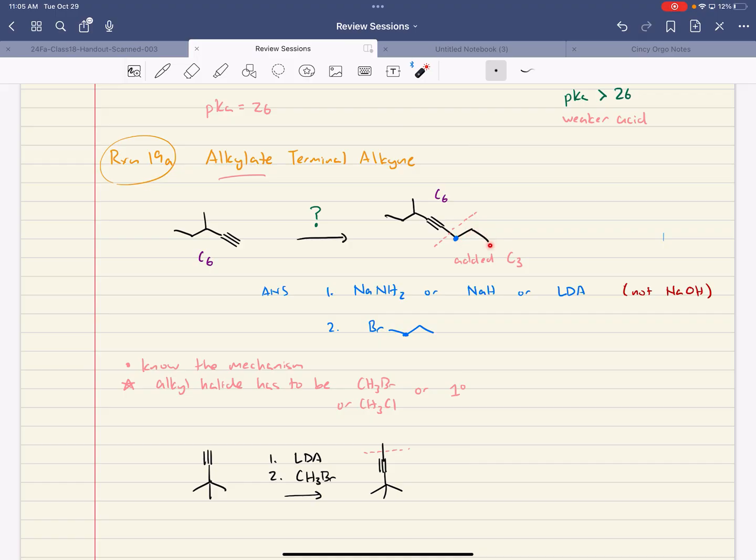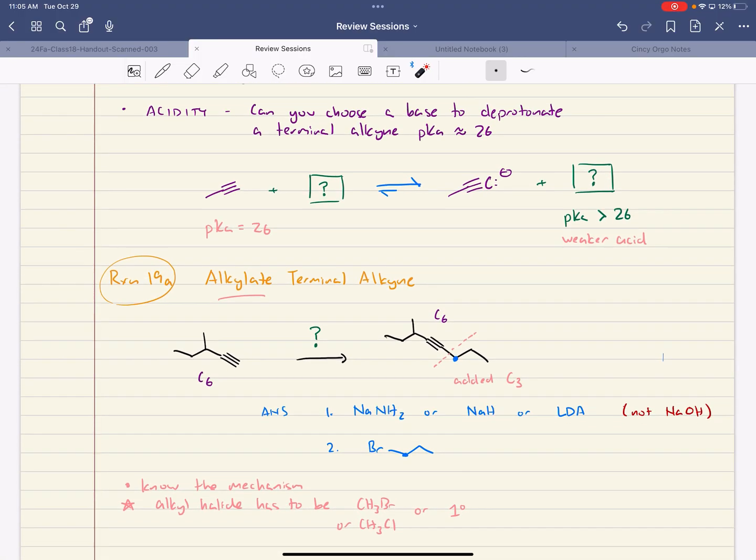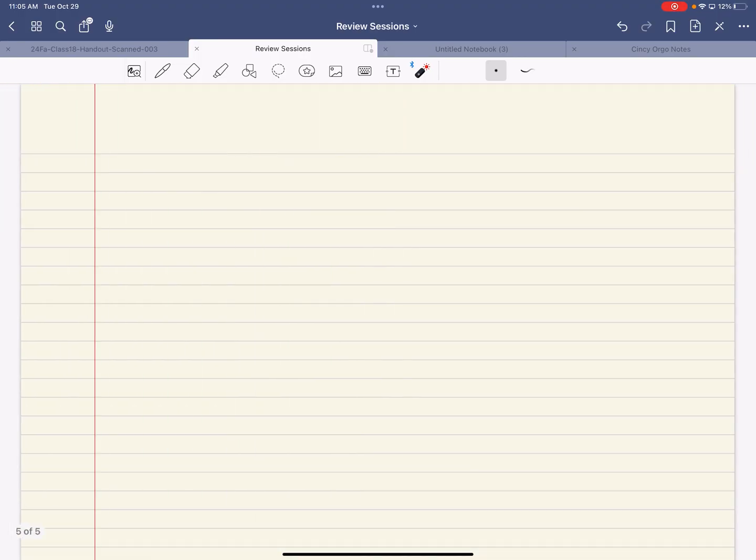People think of this as addition, but actually it's substitution. You're substituting out the bromine for all of this, and you're connecting that with a dot. That has to be primary or methyl. Class 20 are a lot of reactions, but most of them you don't need to know the mechanism for them.